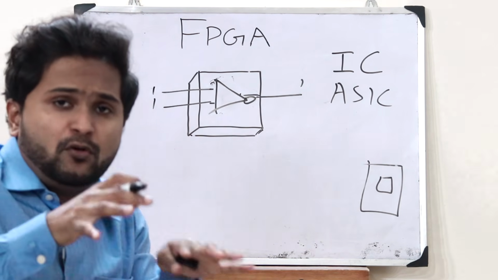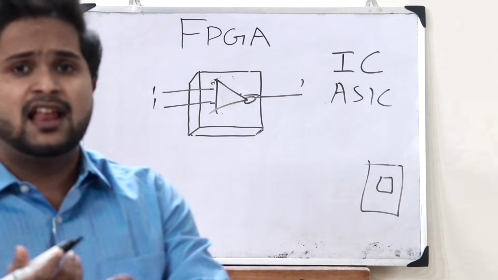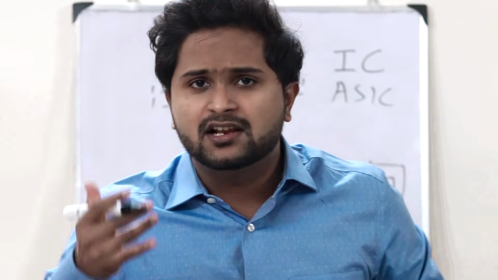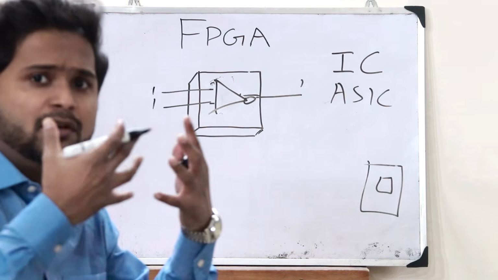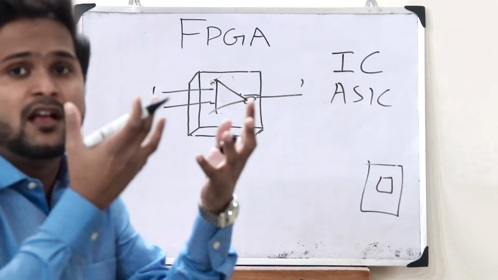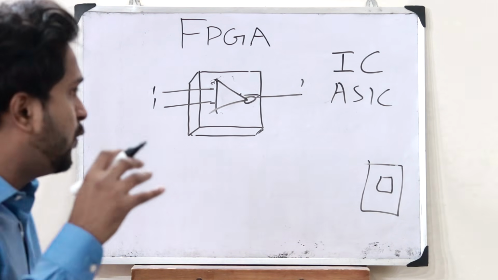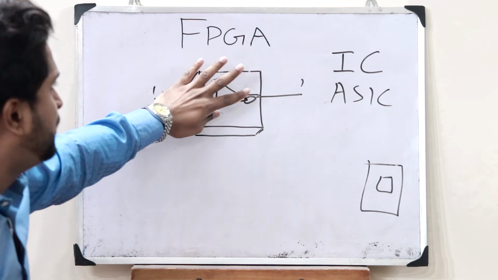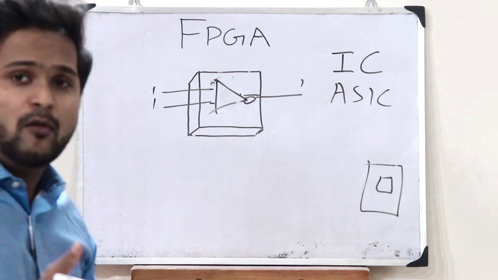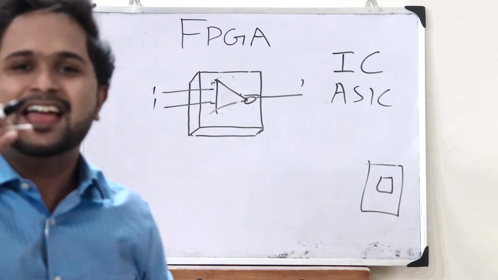Here, the reprogramming is done with the help of certain hardware descriptive languages like HDL, VHDL, etc. With the help of these hardware descriptive languages, we are giving a particular set of commands. With the help of those, we can reprogram this particular IC to perform whatever function that we need. That is simply what is referred to as an FPGA.